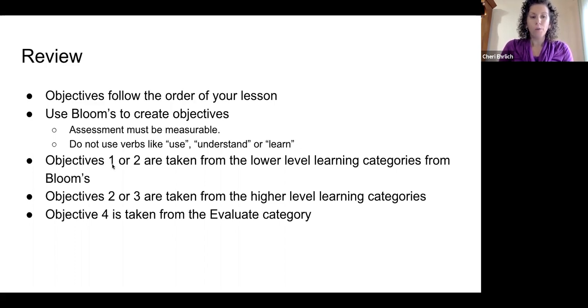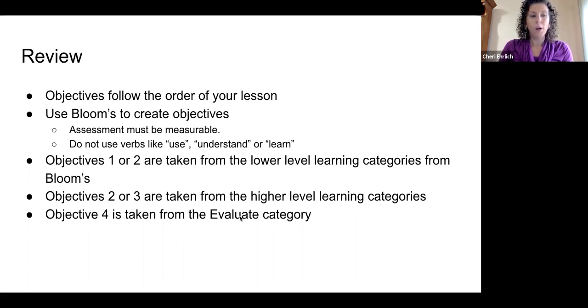The first 1 or 2 are going to be taken from the lower level learning categories from Bloom's. The second or third objectives are taken from the higher learning level categories, right? And there could be some overlap with objective 2. And then objective 4 is about reflection. So always take the verb from the evaluate category, right?